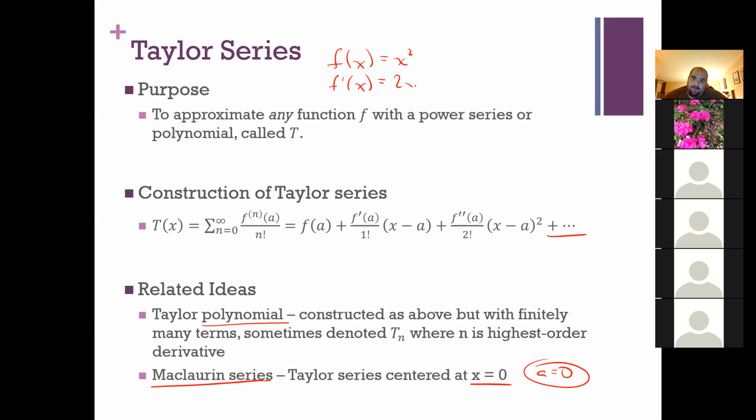2x. What's the second derivative? 2. What's the third derivative? 0. What's the fourth derivative? Would it also be 0?